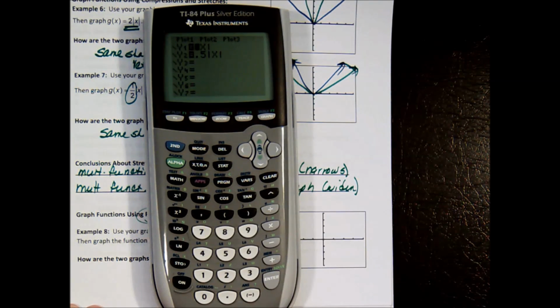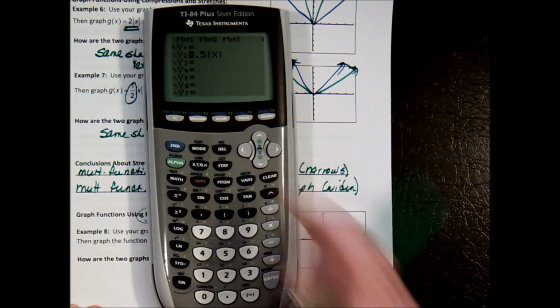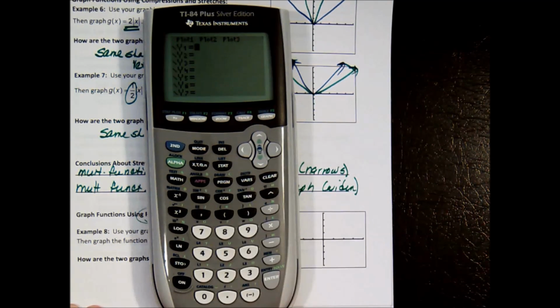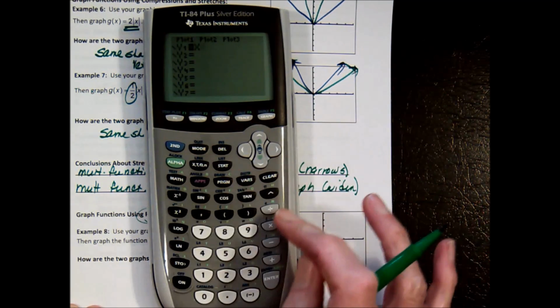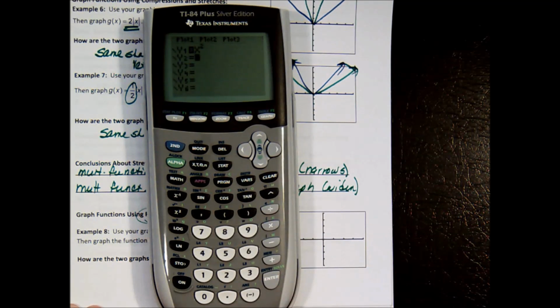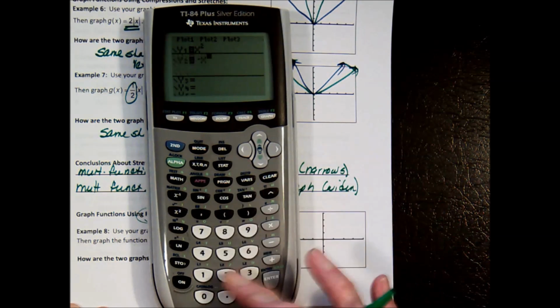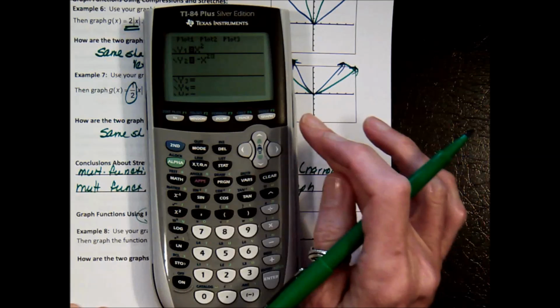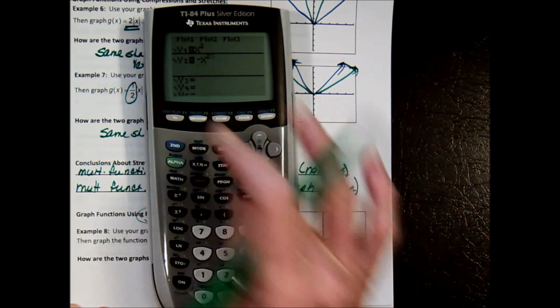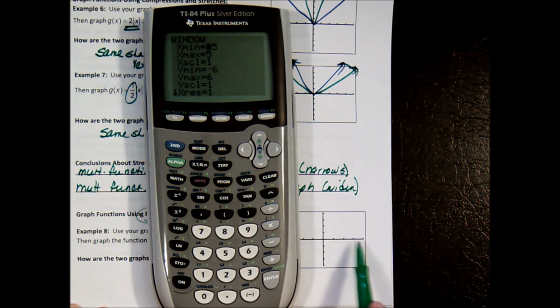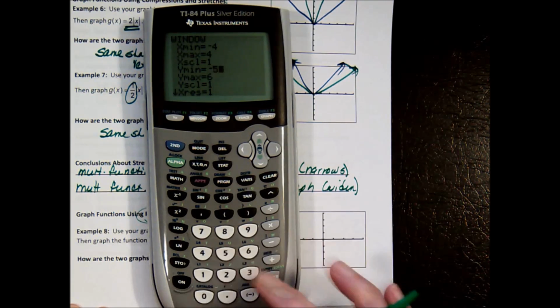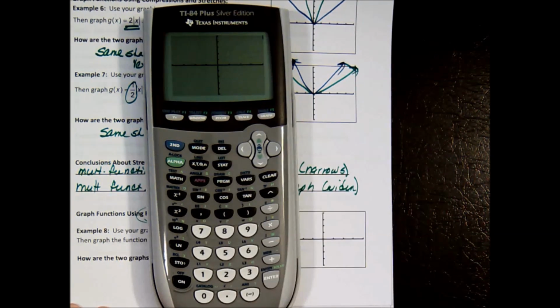So go into F1, y equals, hit clear for the second one also. The first one, we just want our x squared again. Now be careful on the second one. I want the negative of x squared. For our window, let's change it to -4, 4, and then for our y, we'll change it to -5, 5. Hit graph. There's the first one.